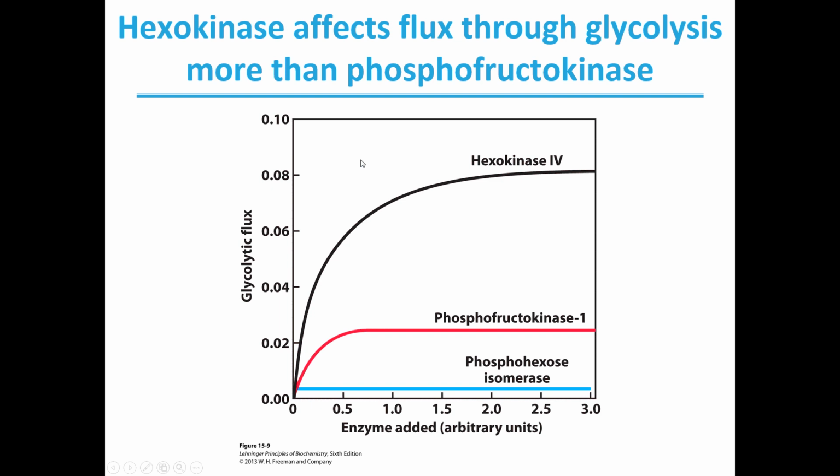Experimentally, they have actually determined that the activity of hexokinase is more important than the activity of any of the rest of the enzymes when we're thinking about regulation. So what they've done is they took a closed system and they increased the amount of individual enzymes. And what they observed was the glycolytic flux, which is the amount of glycolysis, was affected most when we increased the activity of hexokinase. So hexokinase is actually the most important enzyme that's regulated.